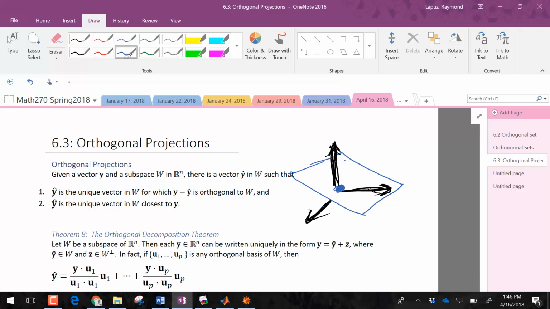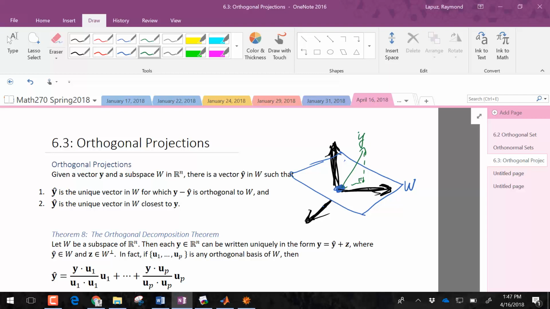And let's draw another vector that's not necessarily on the plane, in a different color. So what we're saying is that the plane would be the subspace that we're talking about, W, and then we have a vector Y. So what we want to do is project this onto the plane perpendicularly, orthogonally, so that we have an orthogonal projection on the plane.